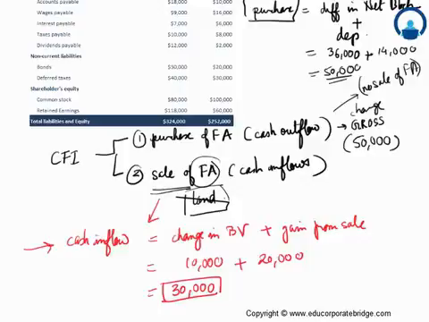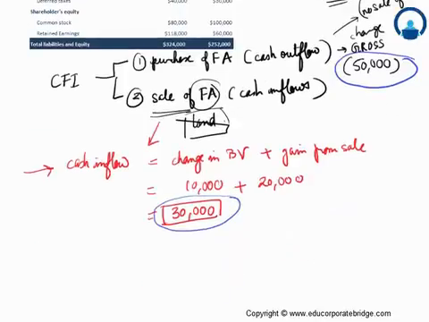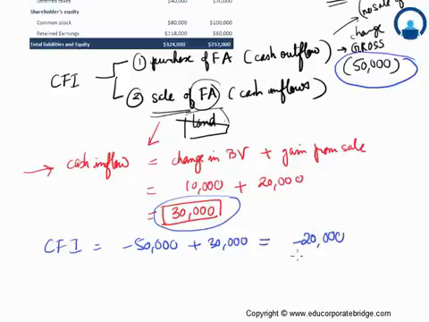So what is the overall impact? The overall impact is that 50,000 is the cash outflow, and 30,000 is the cash inflow. So there's a net impact of CFI, which is minus 50,000 plus 30,000. This comes out to be minus 20,000 as the cash outflow. Having calculated cash flow from investments, let us move to cash flow from financing.